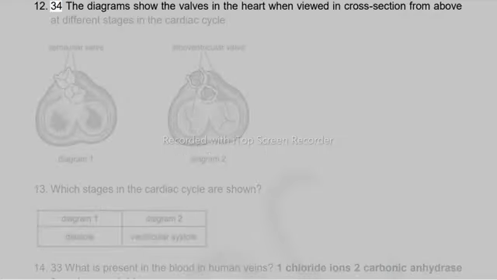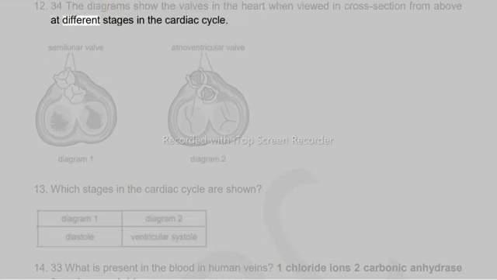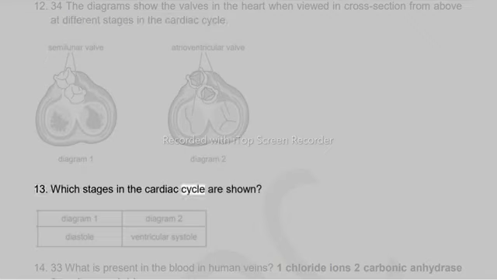12. The diagrams show the valves in the heart when viewed in cross-section from above at different stages in the cardiac cycle. 13. Which stages in the cardiac cycle are shown?